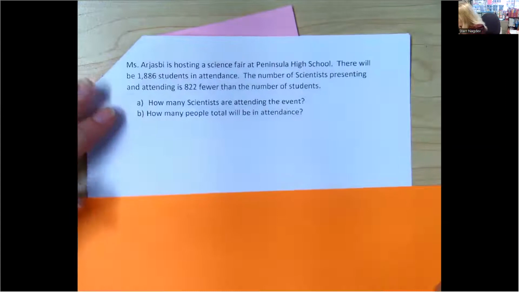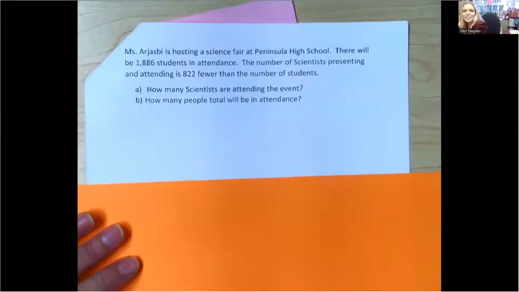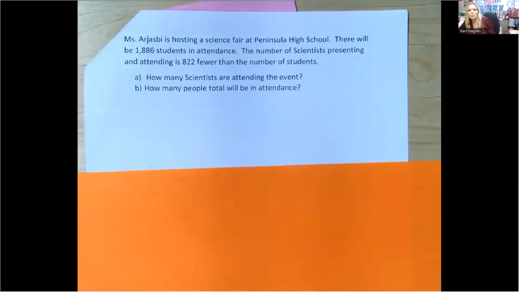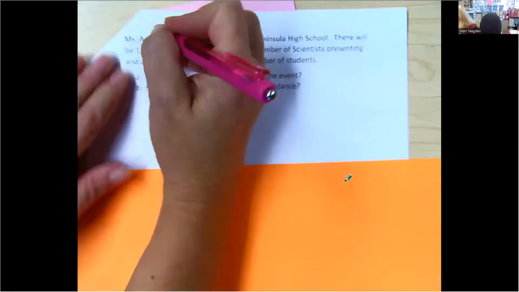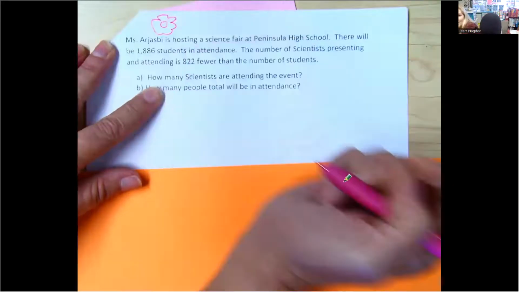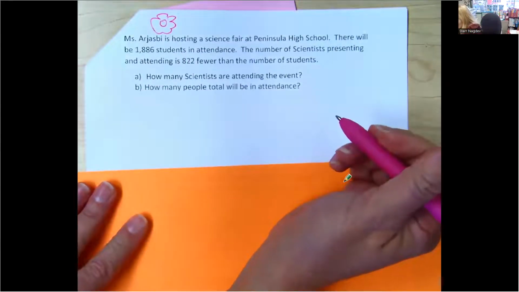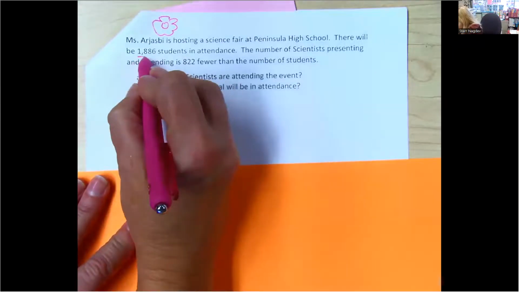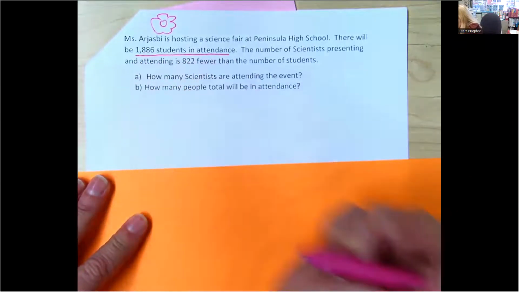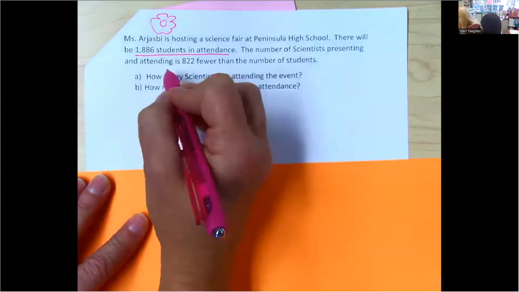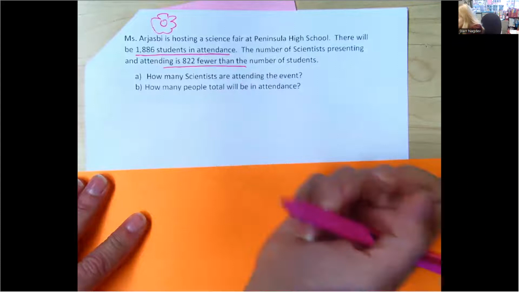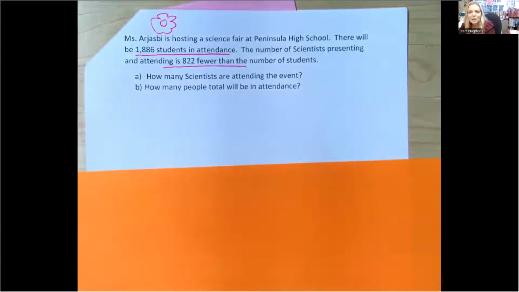And the first word problem: our new principal, Miss R. Jasby, is hosting a science fair at Peninsula High School. There will be 1,886 students in attendance. The number of scientists presenting and attending is 822 fewer than the number of students. So a lot of information here, right? If I go with my little detail there, what information do I need to know to solve? There's 1,886 students attending. There are 822 fewer scientists than the number of students, okay?